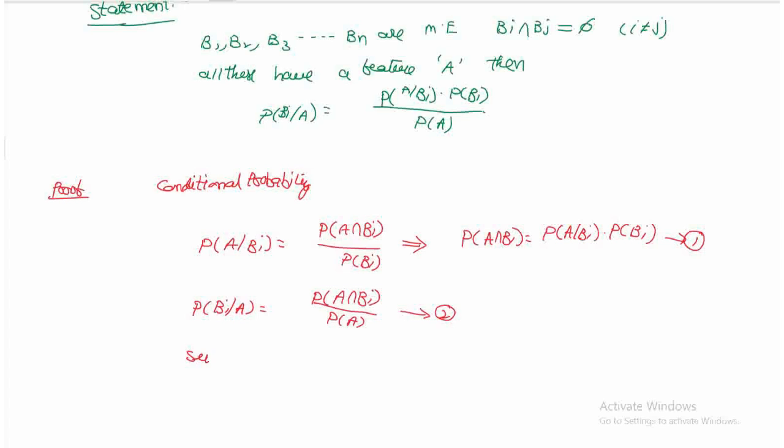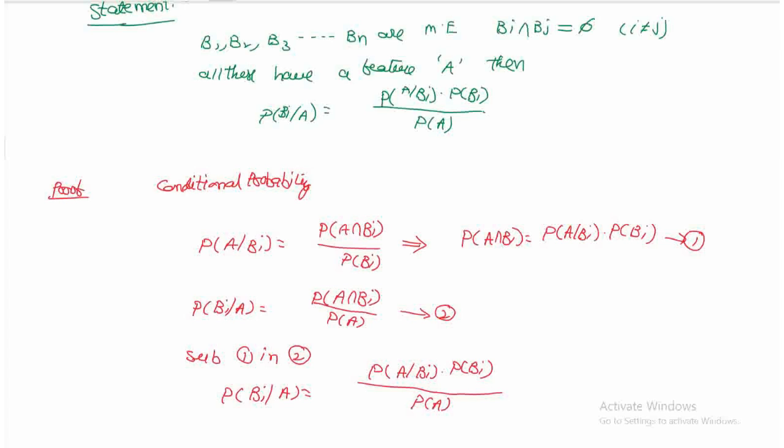Substitute 1 into 2, we get probability of Bi given A equal to probability of A given Bi into probability of Bi by probability of A. This is actually the Bayes theorem.